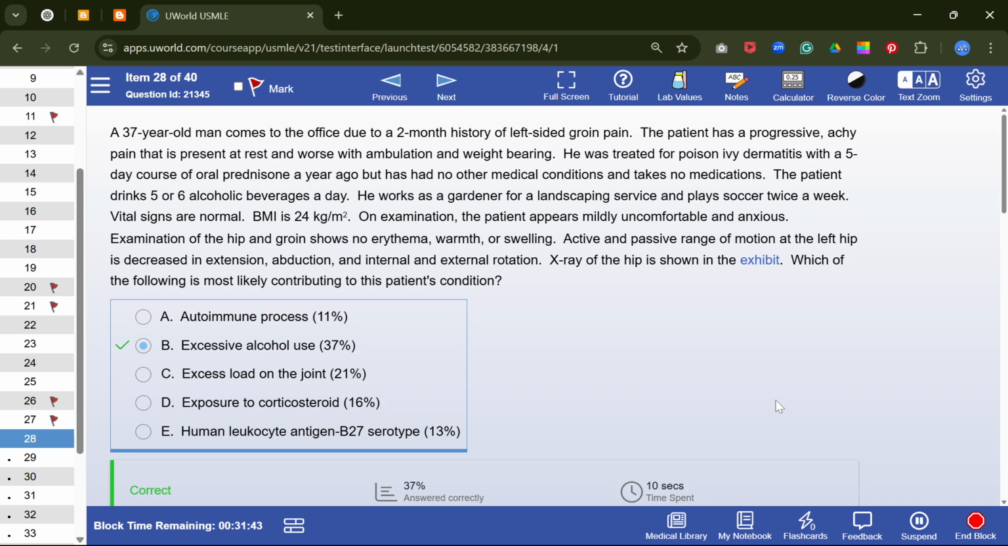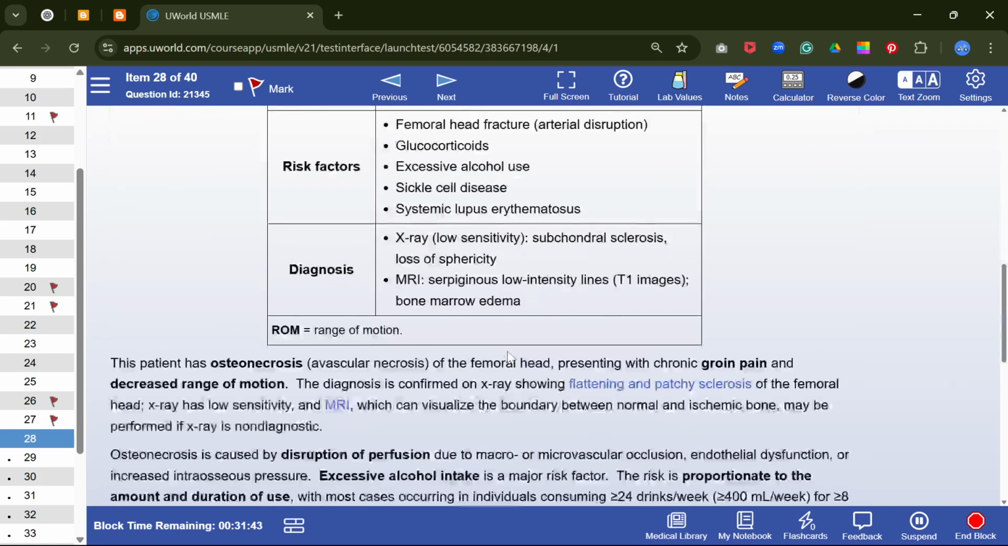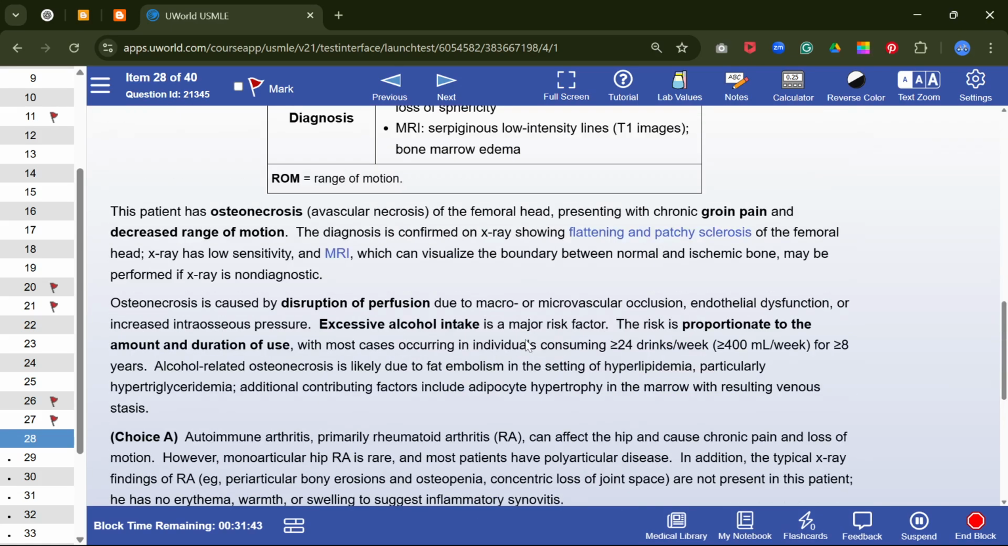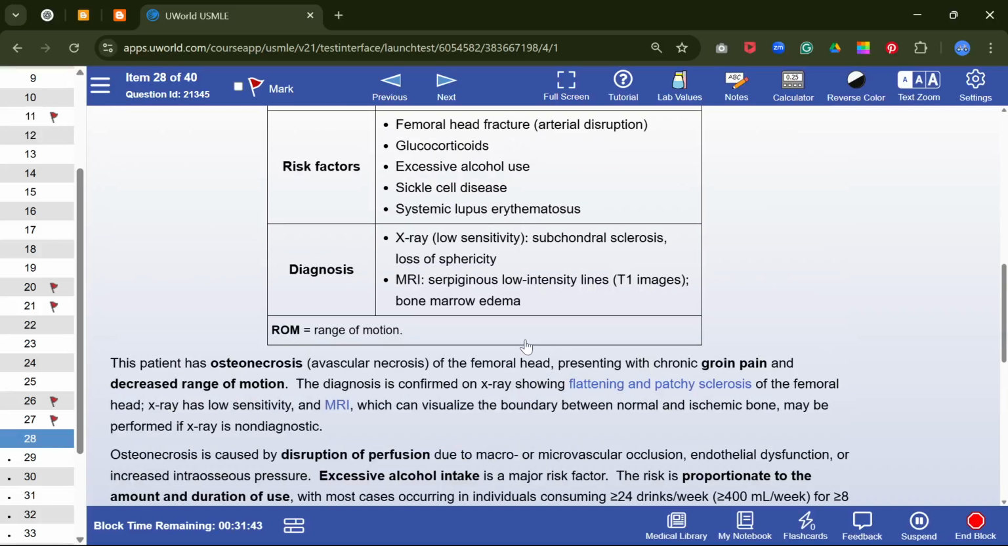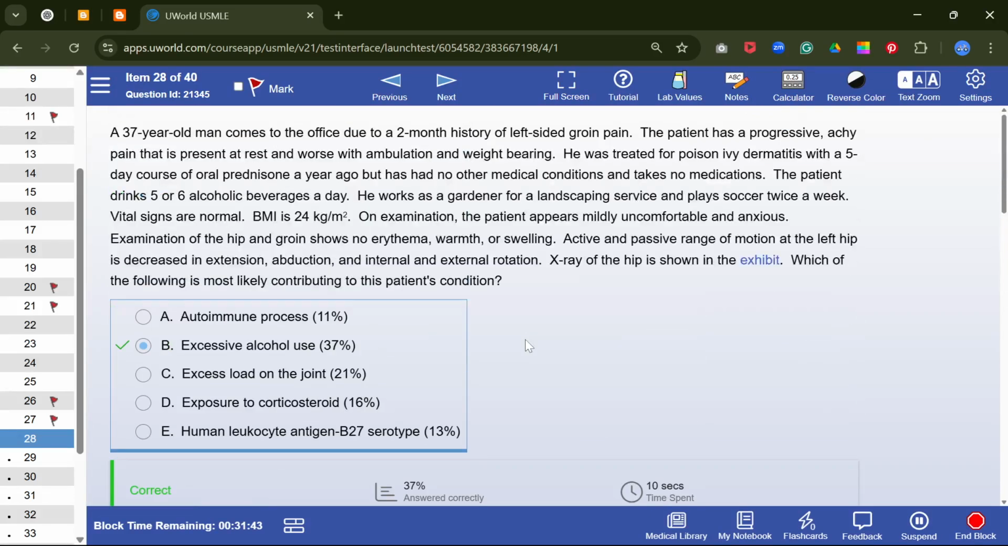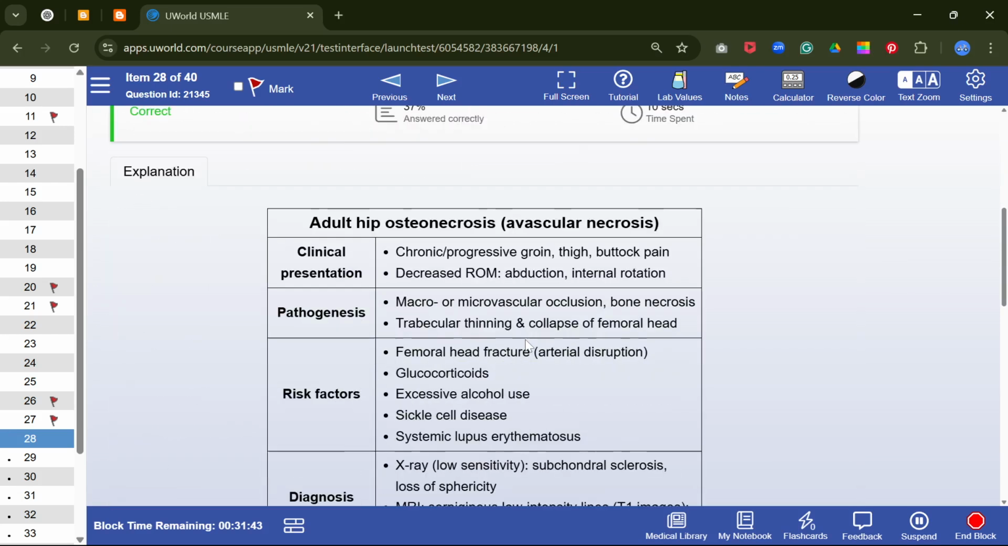How alcohol? Why you picked alcohol? Steroid is one of the risk factors too. Okay. Okay. Yes.